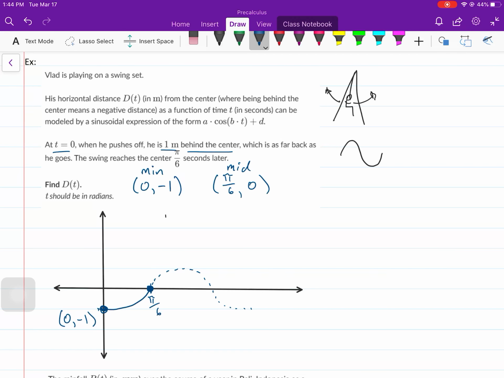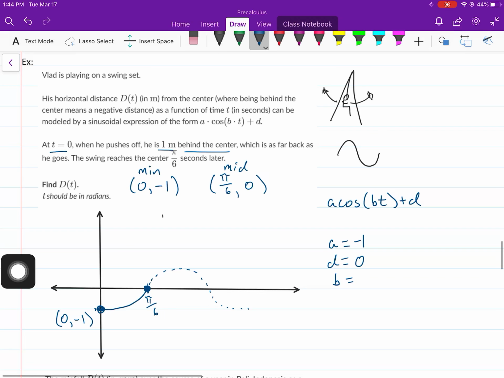So we've got to go ahead and create our function, a cosine of bt plus d. And be careful to put t. I put x the first time and got it wrong. So our amplitude, well, let's start with our midline first. Our midline is right on the x-axis, so our midline is 0. The amplitude, we're going up from the midline by 1. But in this case, it's a flipped cosine, so we'll put a negative.